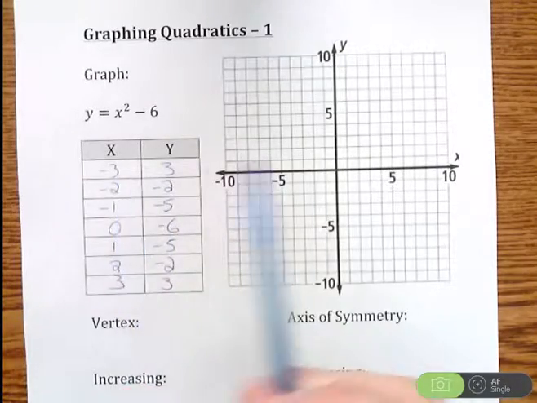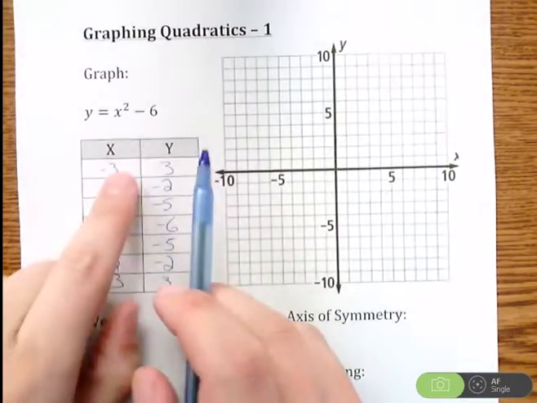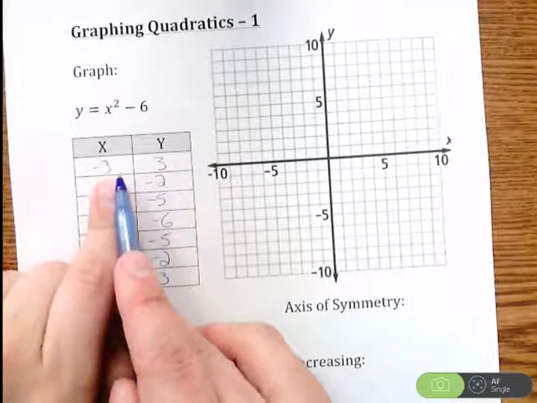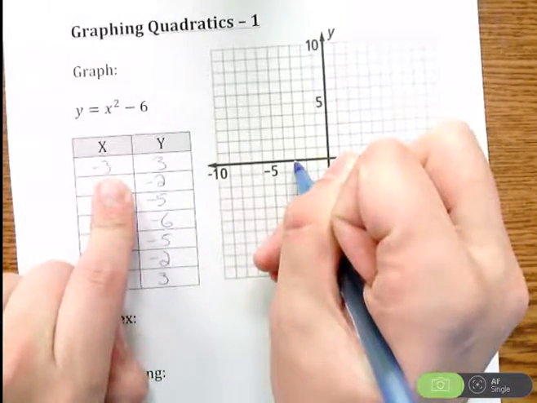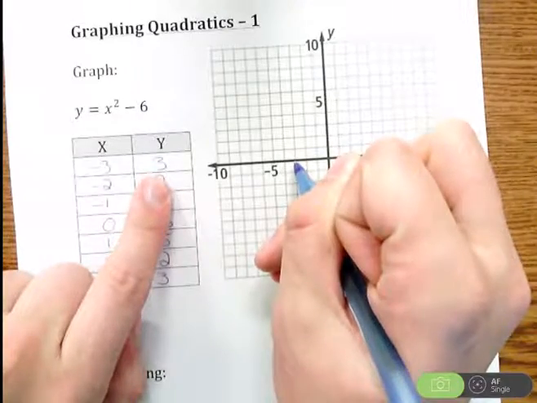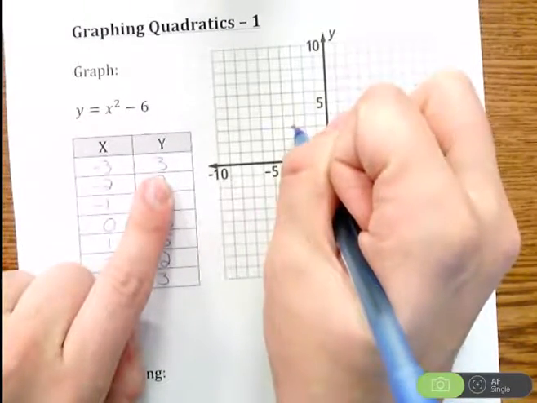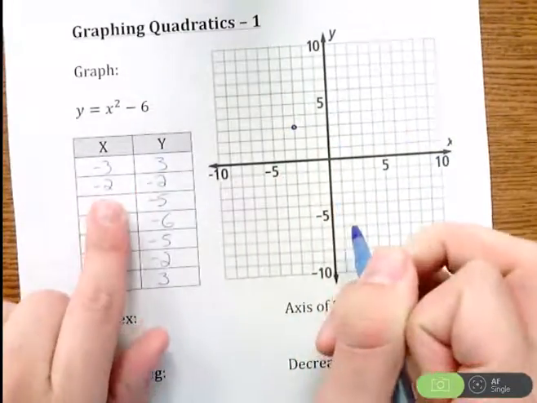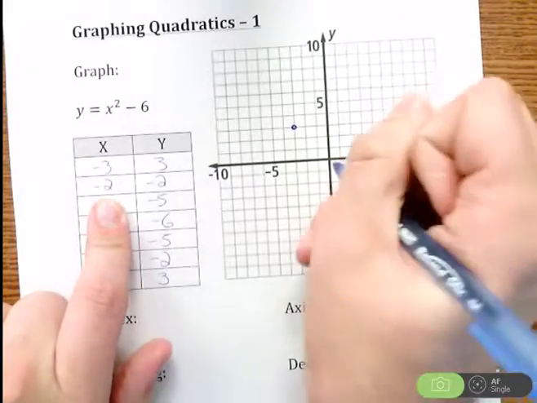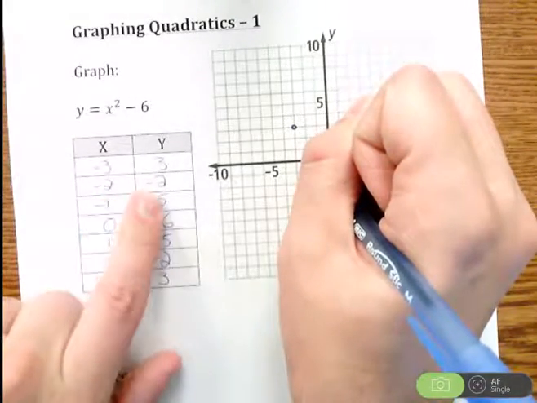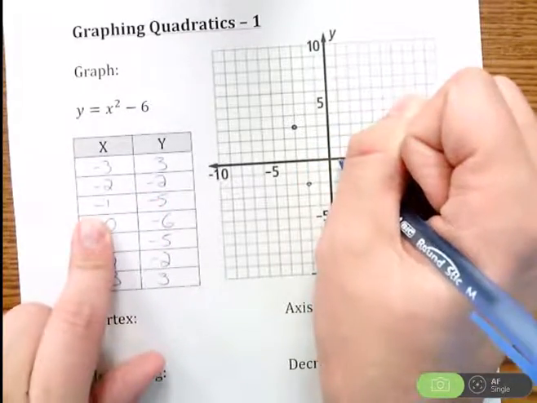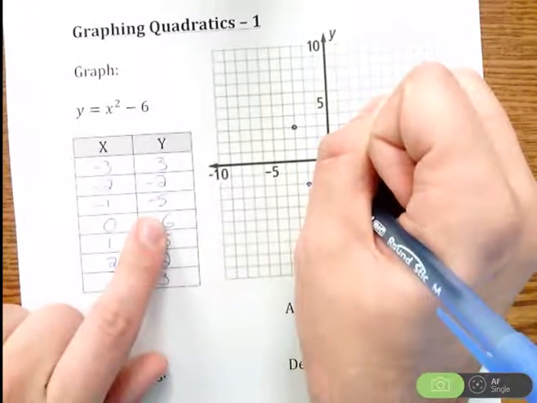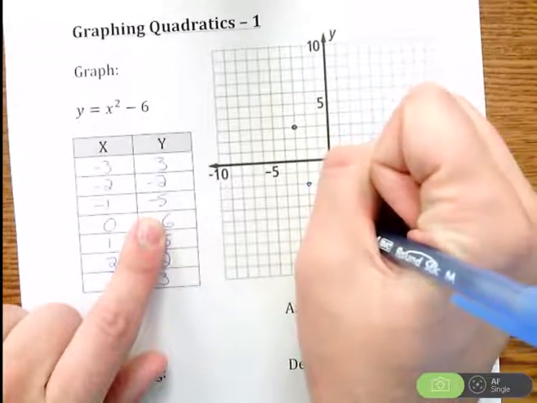So I'm going to plot these points on my graph. Each row here is a point. So -3, 3. I need to go x is -3, 1, 2, 3, and then y is 3, so I go up 3, 1, 2, 3, to this point right here. -2, -2. So I need to go left 2, 1, 2, down 2, 1, 2. -1, -5, so left 1, down 5, 1, 2, 3, 4, 5.